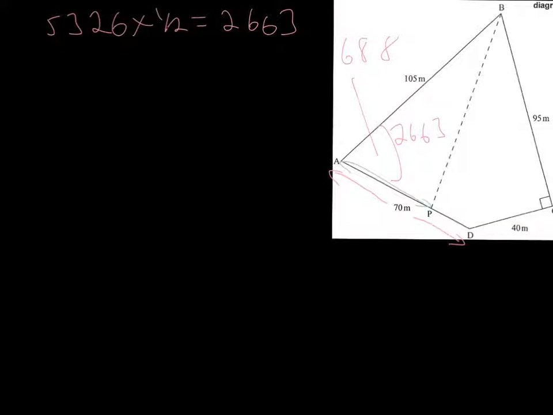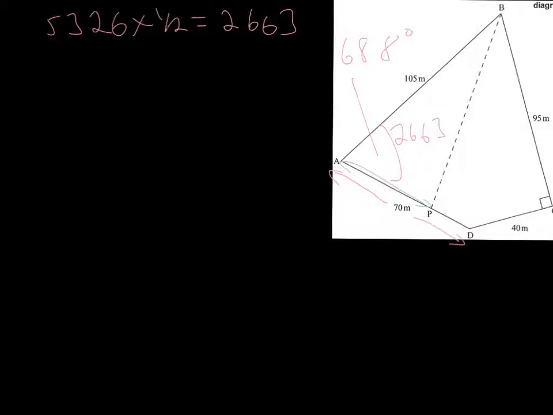So let's take the area of 5,326 and multiply that by a half to find the area of APB, and that is going to give us an area of 2,663. So if you look at the information we've got, then we've got this side here, 105 meters. We've got the area of this triangle, which is 2,663. And from the previous question, we've also got this angle here, which we said was 68.8 degrees.